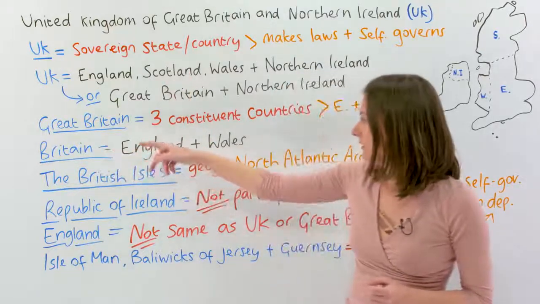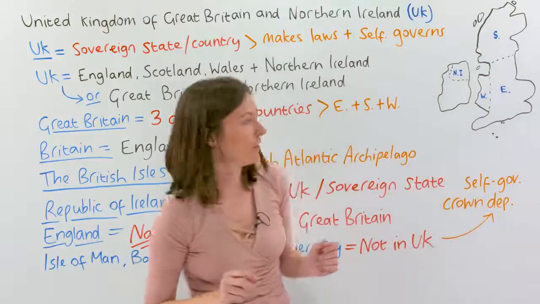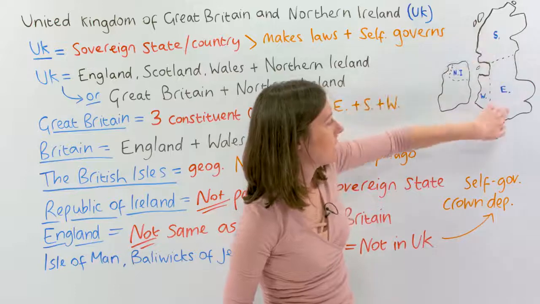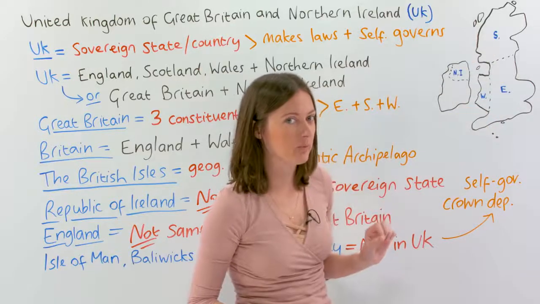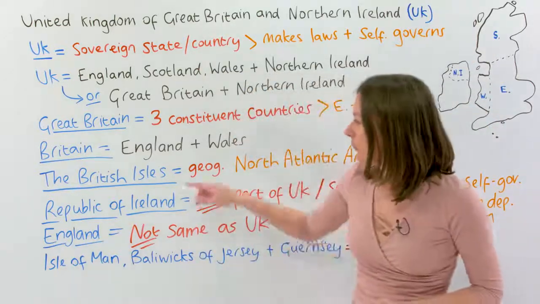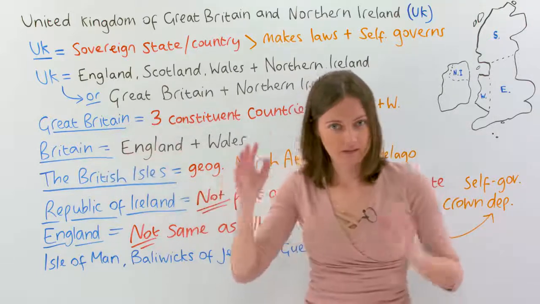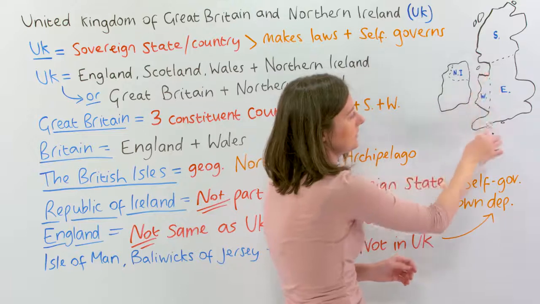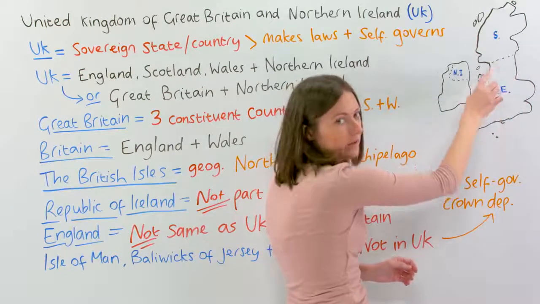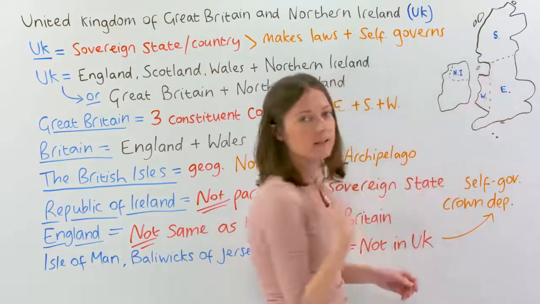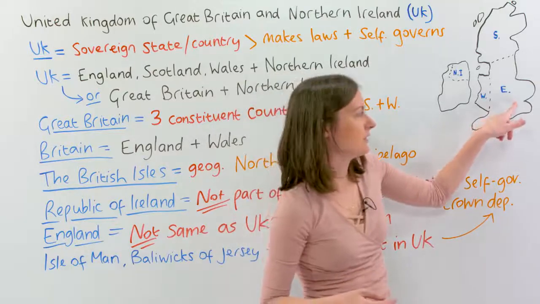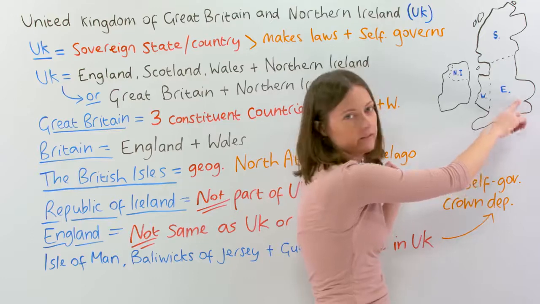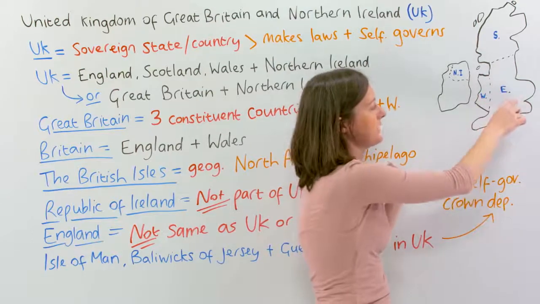Great Britain has 3 constituent countries. Remember, this is Great Britain. Scotland, England, and Wales make up Great Britain. Britain, now we're getting smaller. This is Britain, England, and Wales. So I can say I'm from Britain because I was born about here in London. So I can say I'm from Britain.